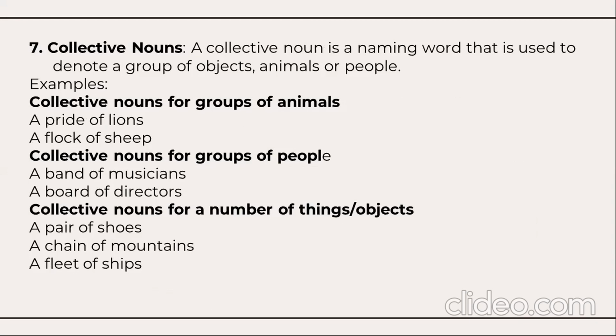Now the collective nouns. So a collective noun is a naming word which is used to denote a group of objects, animals, or people. So we have collective nouns for groups of animals, groups of people, groups of things, objects. So a pride of lions, a flock of sheep, a band of musicians, a board of directors, a pair of shoes, a chain of mountains, a fleet of ships. So these are examples of the nouns.